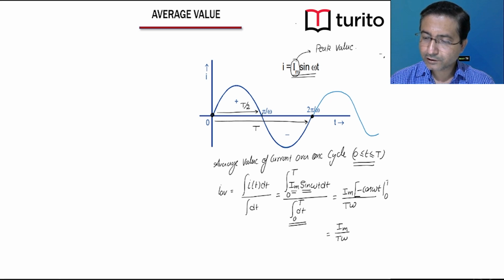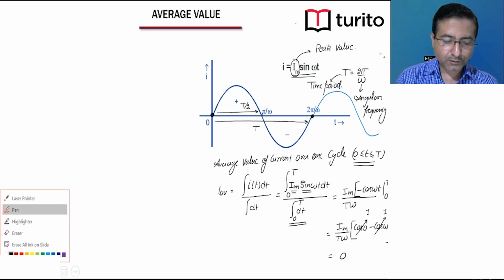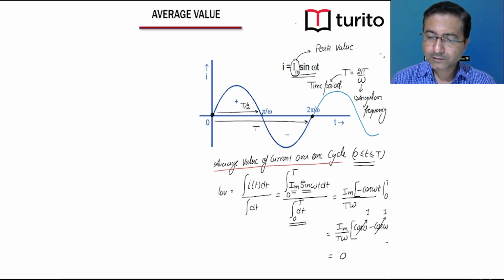So this way I write Im over T omega. Here I can write lower limit minus upper limit, so cos 0 minus cos omega T. See, T is 2 pi by omega, where omega is the angular frequency, and T is the time period. Cos 0 is 1 and cos omega T is also 1. So this whole value is coming 0. So the average value of this function over one cycle is coming 0.